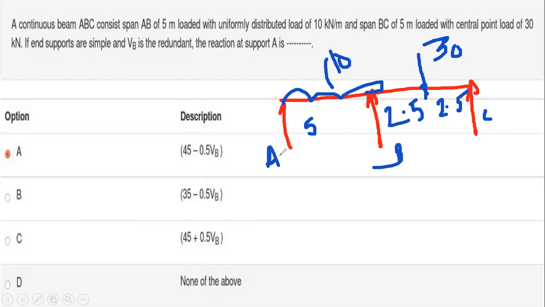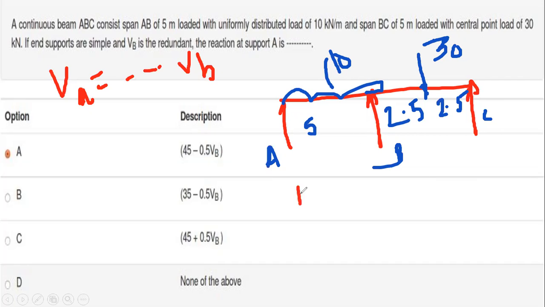So what do we have to find out here? VB is a redundant. The given beam is indeterminate, having degree of static indeterminacy 1. So we have to find out the support reaction at A, VA. We have to find out VA, but that value should be in terms of VB. So a simple case is there.